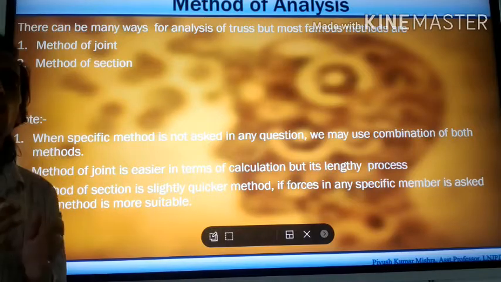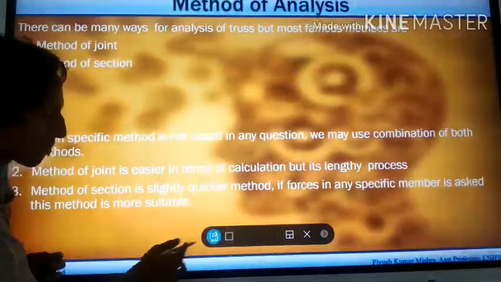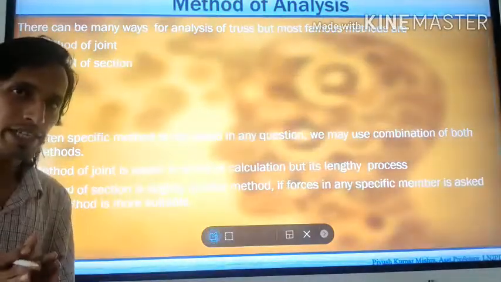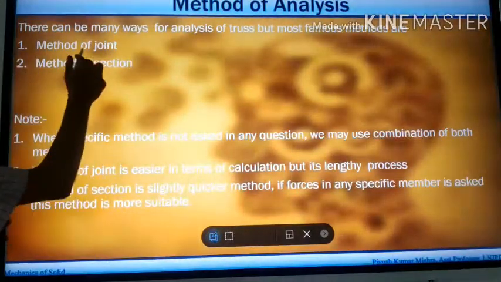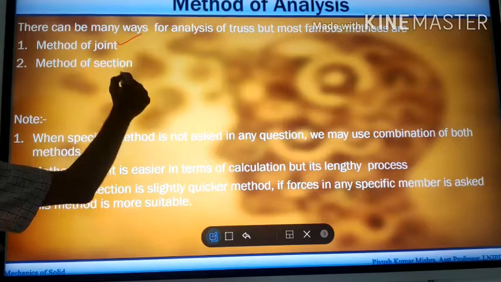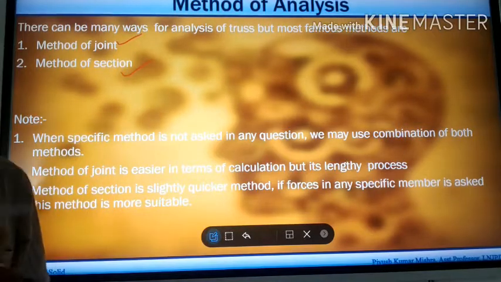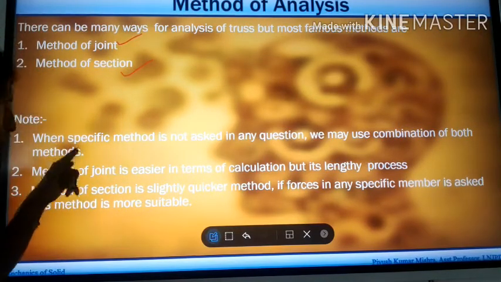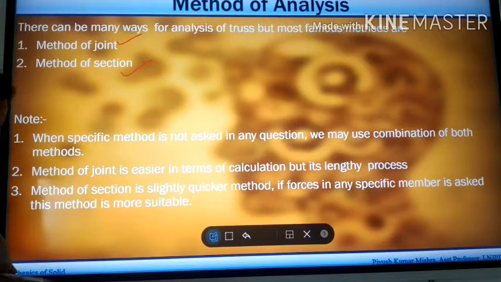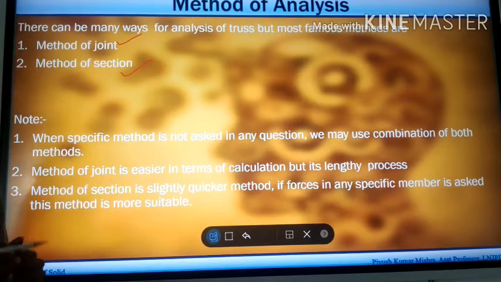So I have listed only two. The first one is method of joint and method of section. I have also given a few points on when to use which method.